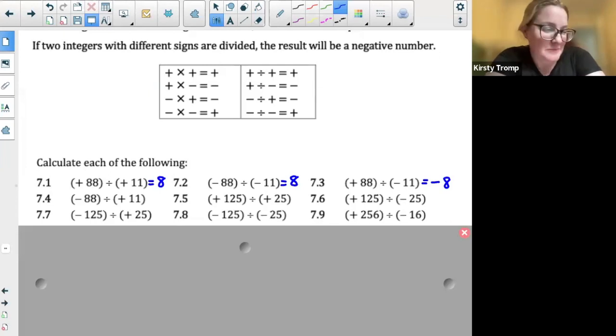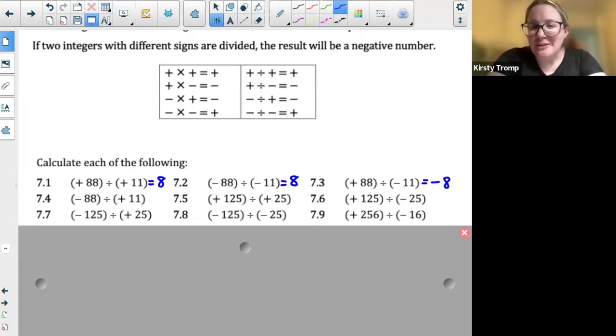Ma'am, when we divide, can we just remove the symbols, divide, and then add the symbols back, depending on the symbols of the numbers that were divided with each other?